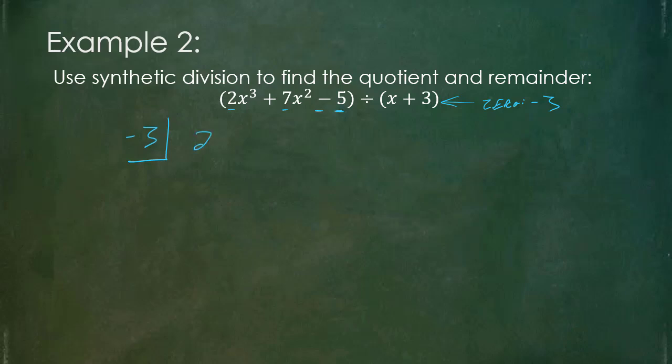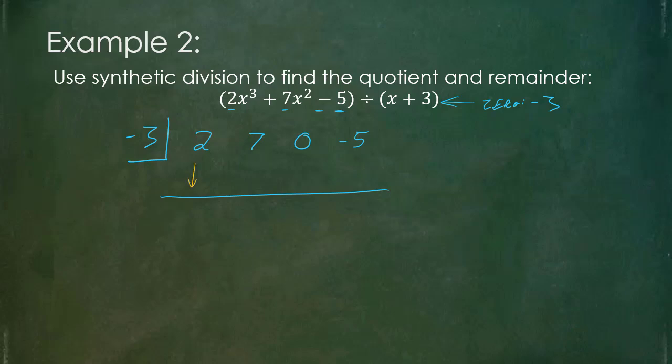So I'd have for the x cubed a 2, for x squared a 7, for x, well, that's missing, so a 0. And then my constant's always the last one, so a -5. Then I leave enough space for numbers to go underneath there by drawing a line about that far down. And now I just basically start my process.